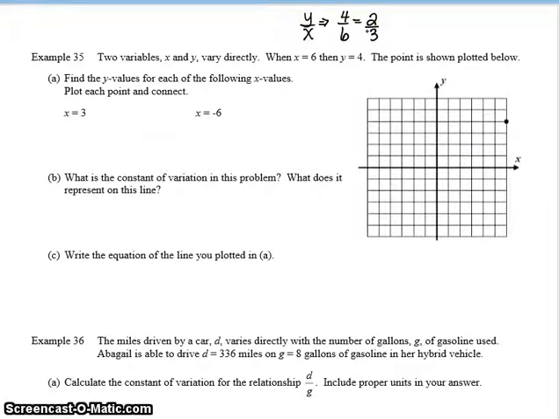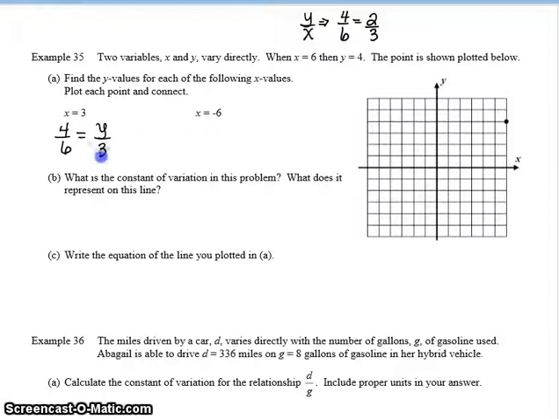You'll see why I'm putting y over x in a minute. Alright, the point is shown plotted below. Find the y values for each of the following x values. Again, you can make the choice of using 4 over 6 or 2/3. It does not matter because they're equivalent. But just stay in order if you're going to do y over x or x over y. So I'm going to use the y over x. So ready? 4 is to 6, and it's y over x.